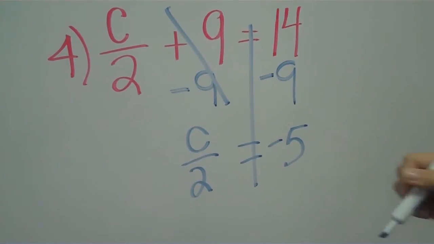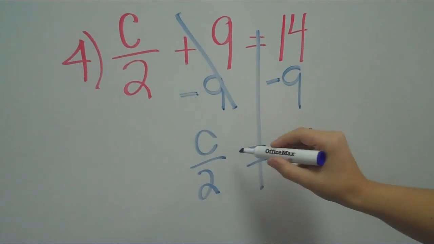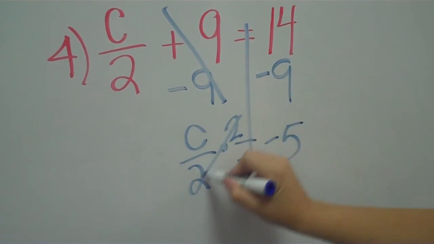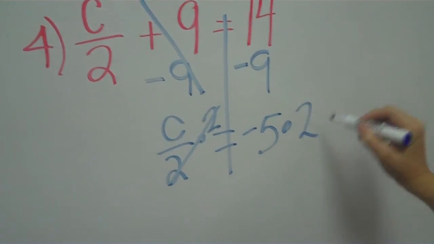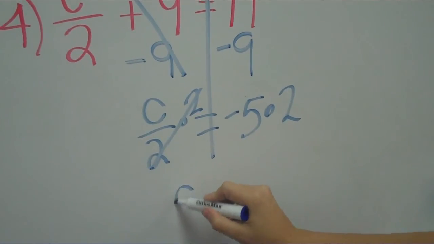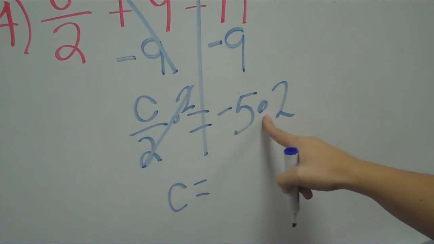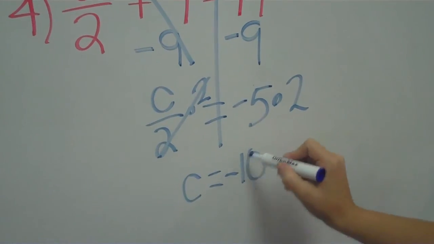And then the opposite of dividing by 2, if you remember, is multiplying by 2. So multiply by 2. C comes down. Negative 5 times 2 is negative 10.